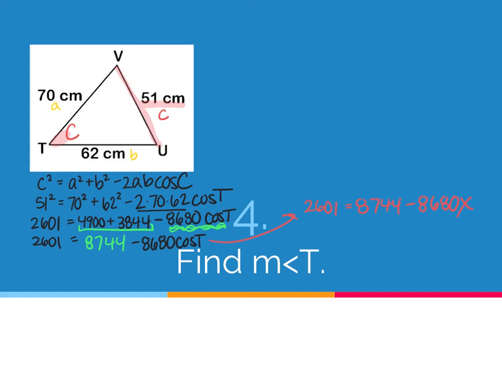Okay, and you could probably tell me, oh, we need to get x out by itself, so we're going to subtract 8,744 on both sides. We're going to do that same thing here, but we're using cosine of T. So here I'm going to subtract 8,744 on both sides. So 2,601 minus 8,744. I get negative 6,143 equals negative 8,680 cosine of T. To get cosine of T all by itself, I have to divide both sides by negative 8,680.